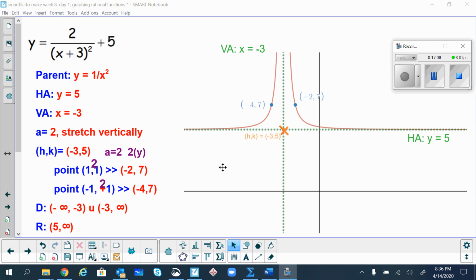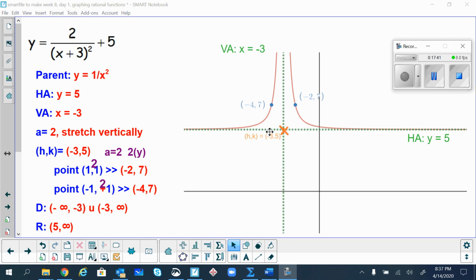So we can see with our function, where the parent function is 1 over x squared, both sides of our curve go in the same direction, and we're not touching our asymptotes. What is our domain? Well, our domain goes from negative infinity to negative 3, union negative 3 to infinity. Remember, if I put a negative 3 here, what's going to happen? I'm going to have a 0 in the denominator of the fraction, and that is undefined. So that corresponds with our vertical asymptote.